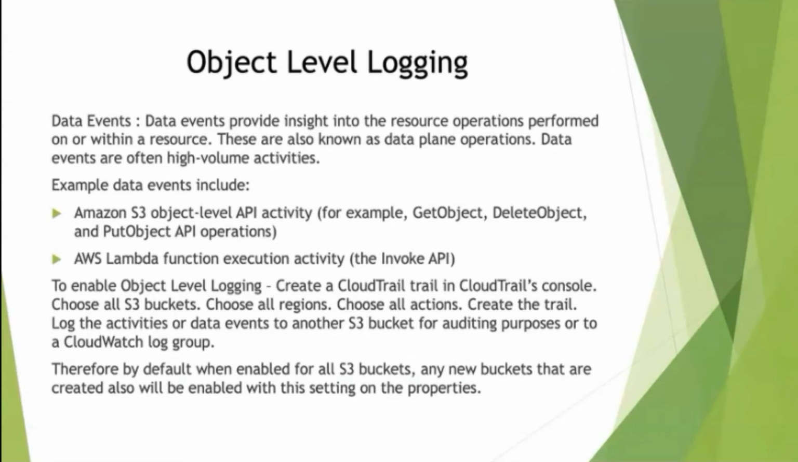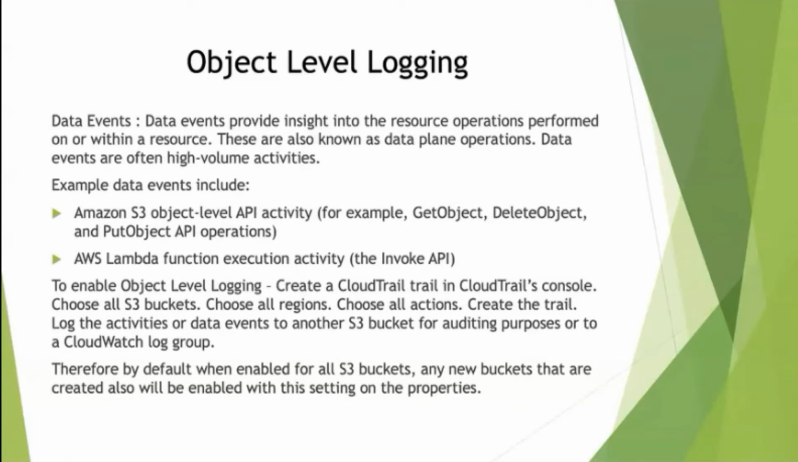So to enable logging for all these data events like get object, delete object or put object, we will have to use another service in combination with S3. So the other service that we are going to use over here, that is a management service of AWS, is called CloudTrail. Okay, so there is a difference between CloudTrail and CloudWatch. CloudWatch is used to monitor all your resources in your AWS account, which is another management service. But CloudTrail is used to monitor all your API activities in your AWS account.